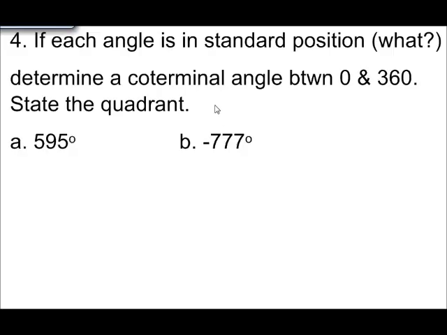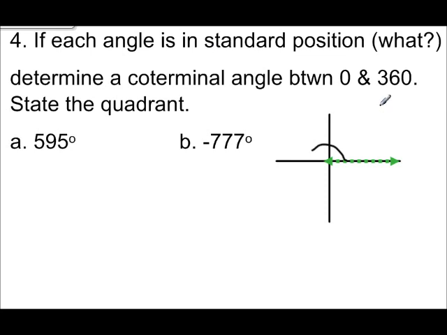If each angle is in standard position, determine a coterminal angle between 0 and 360 degrees and state the quadrant. Here's what standard position means. Remember that we're picturing these in the coordinate plane, and it is considered to be in standard position if its initial side is along the positive x-axis. So any angle measure that's said to be in standard position will be degrees away from that into quadrant 1, quadrant 2, quadrant 3, quadrant 4. So you're measuring from there.